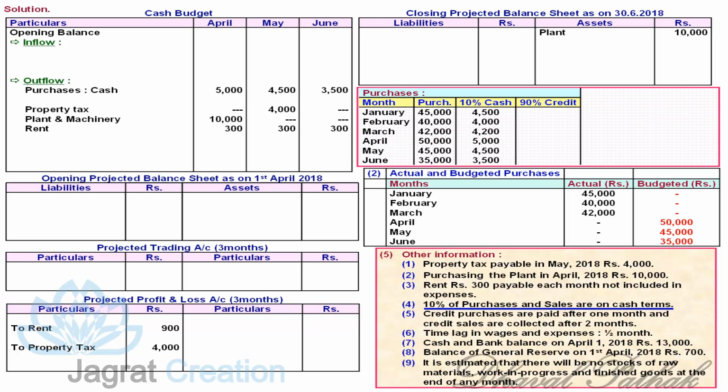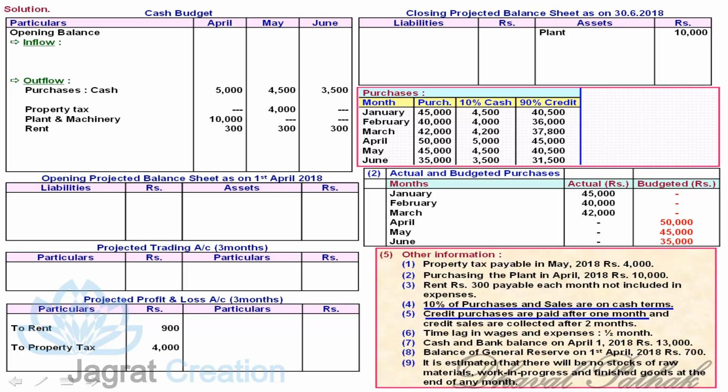Now I will deduct this 10% cash purchases from the total purchases and I will find out the credit purchases. So credit purchases for January, 40,500. Credit purchase for February. Credit purchase of March, 42,000 minus 4,200. Credit purchase for April, 50,000 minus 5,000. Credit purchase for May, 45,000 minus 4,500. Credit purchase for June. Now the purchases are paid within 1 month. Notice, so 1 month is the time lag wherein you are required to make payment for purchases.